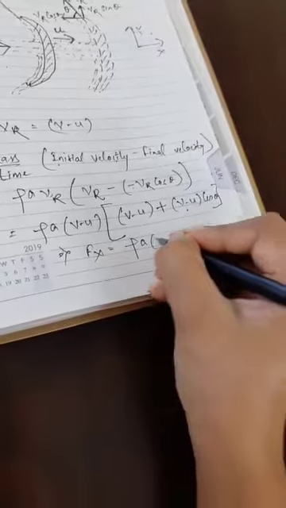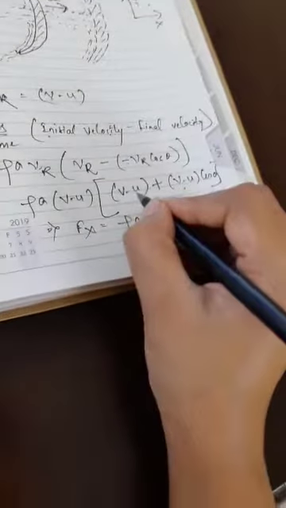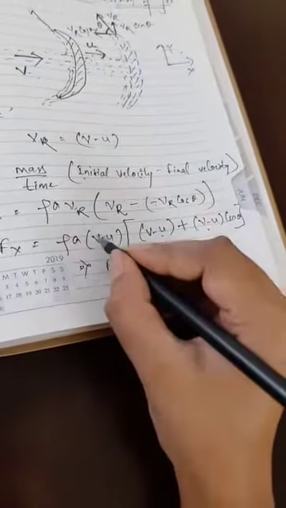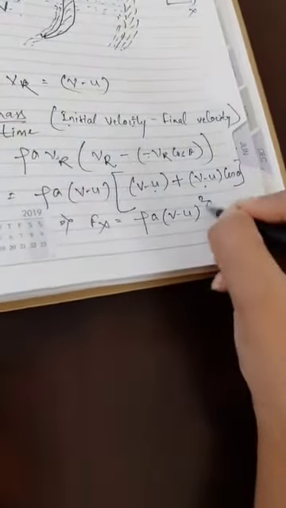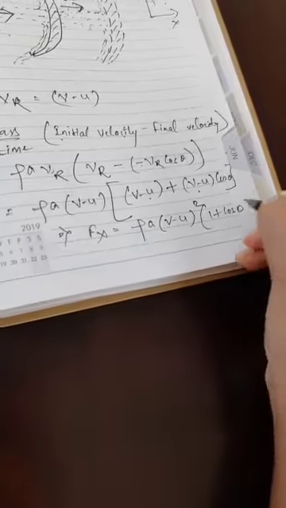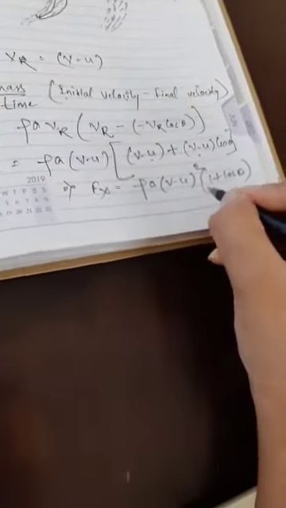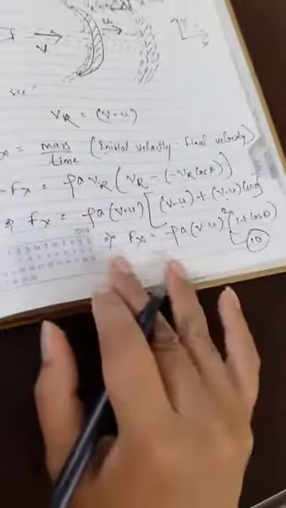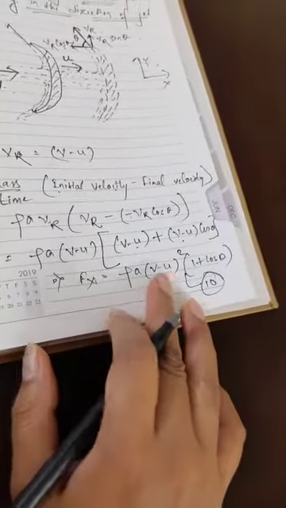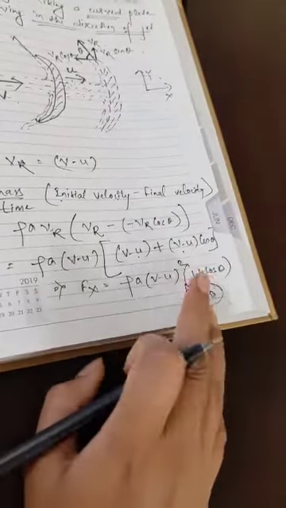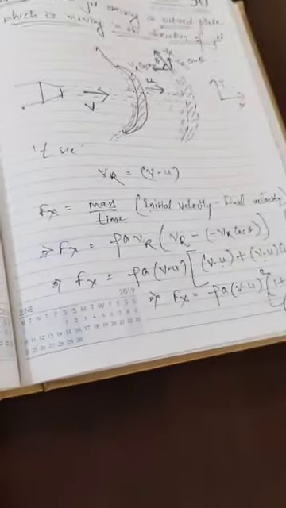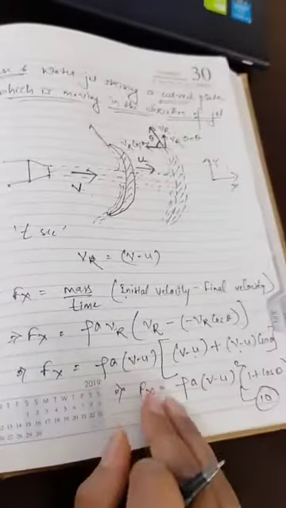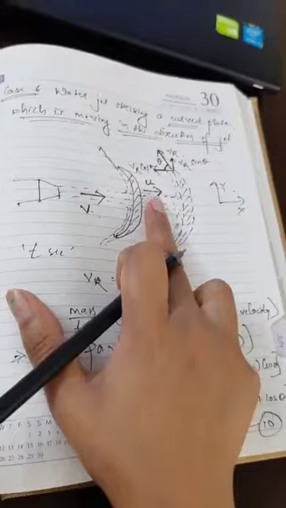So Fx is equal to rho a v minus u. I take this out from the bracket and here is one v minus u. So v minus u square, 1 plus cos theta. This is your equation 10. Fx is given by rho a v minus u square 1 plus cos theta. And similarly, if you want, we can find out Fy also, that is in y direction.